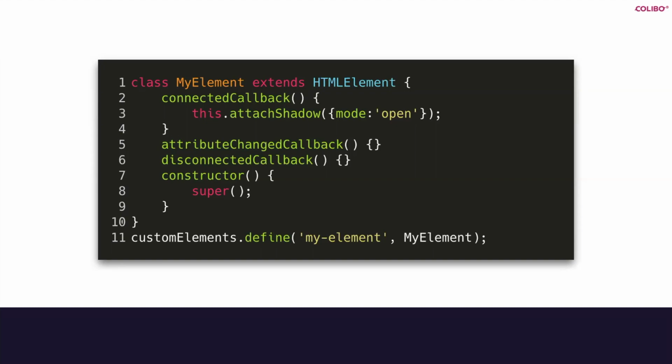And that means that anything that you put inside of your shadow DOM won't be affected by styles and stuff from the outside, and it won't affect anything on the outside either. Then in line 11, we turn around and we define the element with first the string with the tag name in it, and then the class as the second argument. And one thing to note here is that the tag name actually has to have a dash in the name, and if you don't include it, it's gonna throw an error at you.